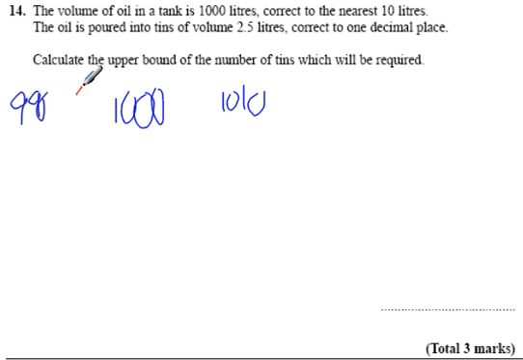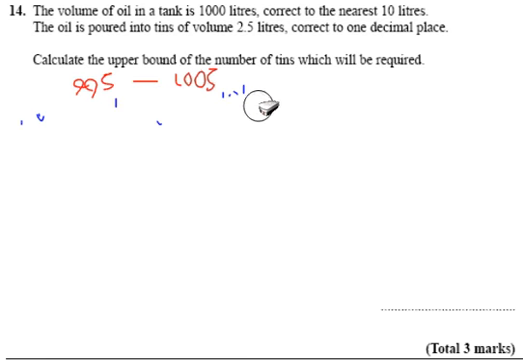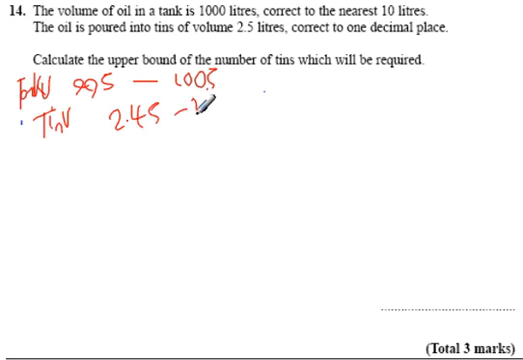So the lowest possible amount it could be is 995. The most it could be is 1,005. So that's the range of possible values for the volume of the tank. And then with the tins, it's 2.5 to the nearest decimal place. So obviously we go down to 2.4 and up to 2.6. So in between, the tin volume is going to be between 2.45 and 2.55.